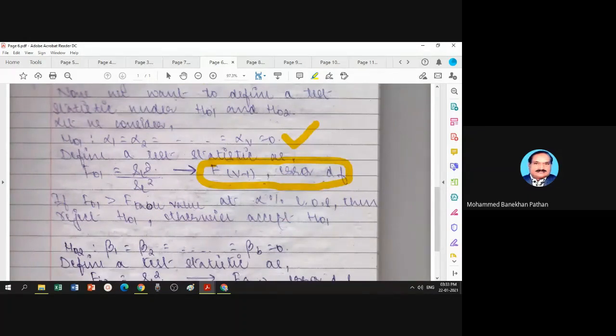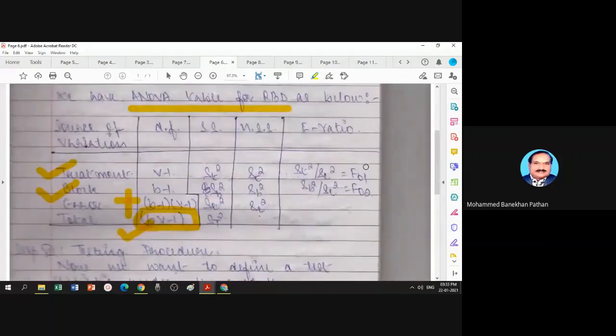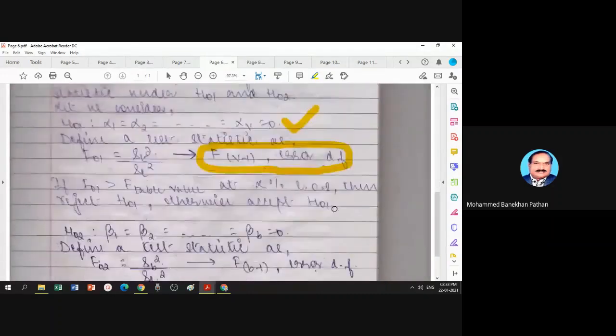How to take a decision? If the calculated value, that means this value, is greater than the table value at the given alpha LOS, then reject your hypothesis. That means what is the rule of rejection? Calculated greater than table, you reject. Otherwise, accept H naught 1.